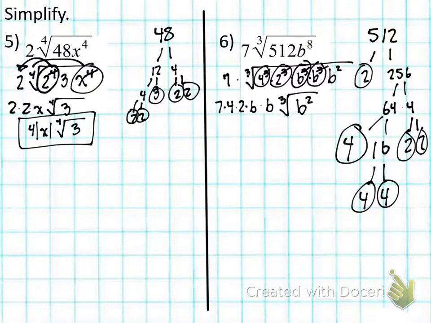So that didn't have enough. 7 times 4 is 28, times 2 is 56. b times b is b squared. We have the cube root of b squared.